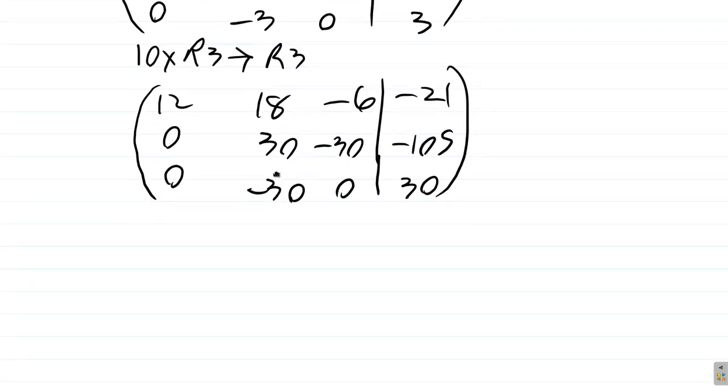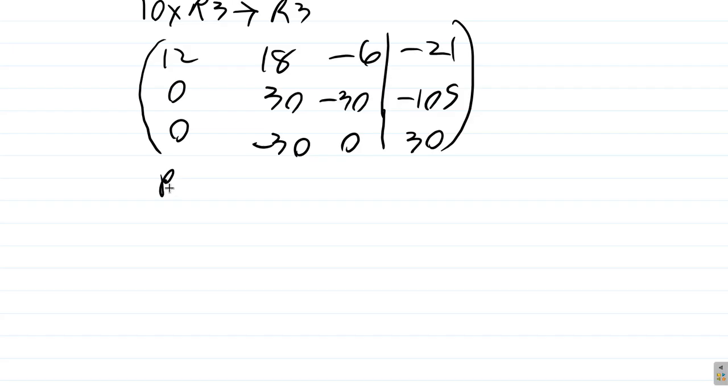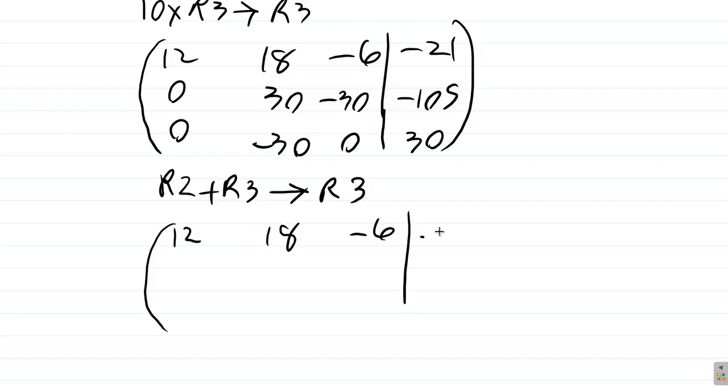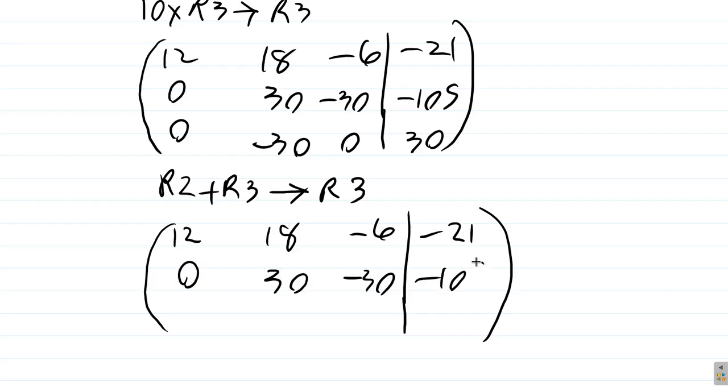Then we're going to add row 2 and 3 and change row 3. So row 2 plus row 3 gives us one new row 3. What we have here is 12, 18, negative 6, negative 21. We maintain row 2 as it is: 0, 30, negative 30, negative 105. And then 0 plus 0 is 0. Negative 30 plus 30 is 0. Then negative 30 plus 0 is negative 30.